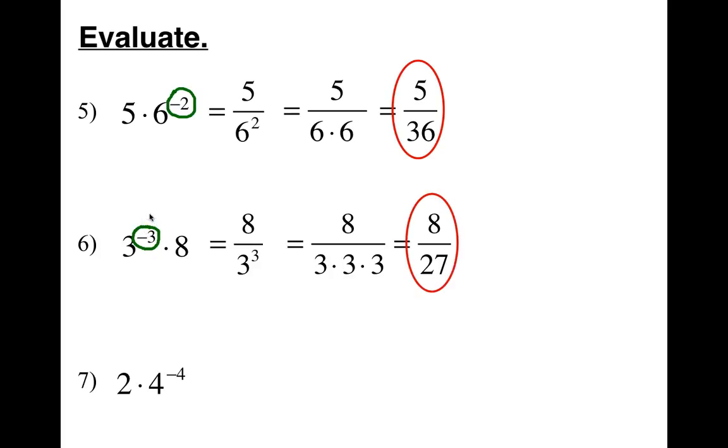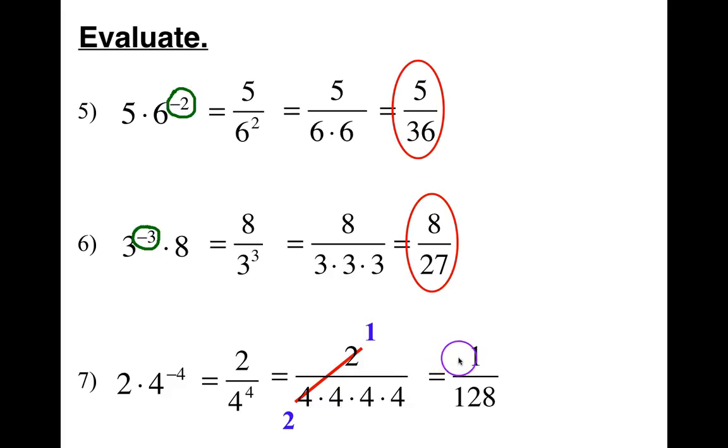Okay, and number 7, 2 times 4 to the negative 4th is 2 over 4 to the 4th. I'm going to write them out as 2 over 4 times 4 times 4 times 4. Now here, whenever you can, you want to make sure you reduce whenever possible. Here I can reduce the numerator and denominator by 2, so 2 divided by 2 is 1, 4 divided by 2 is 2. I can't reduce any further, so my answer is going to be 1 over 128. If you're wondering how I got that, 4 times 2 is 8, and then 8 times 4 is 32, times 4 is 128.